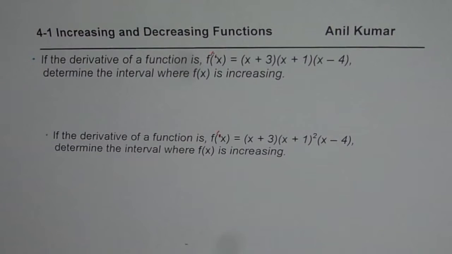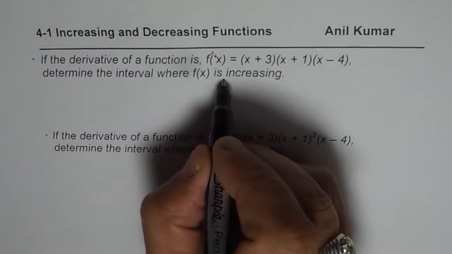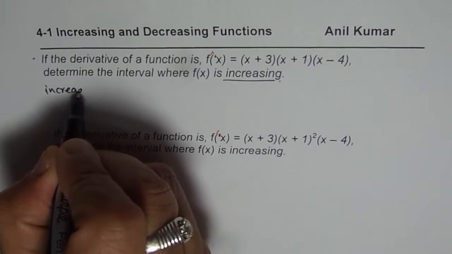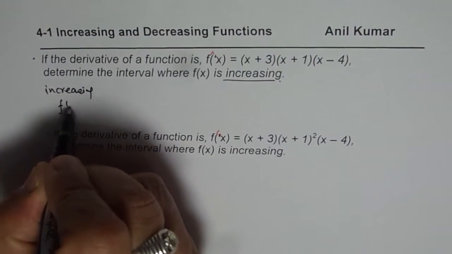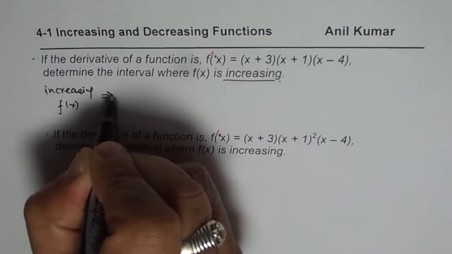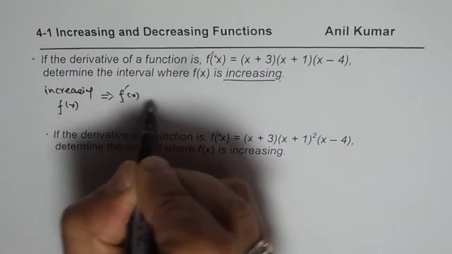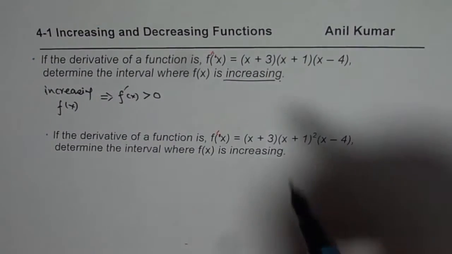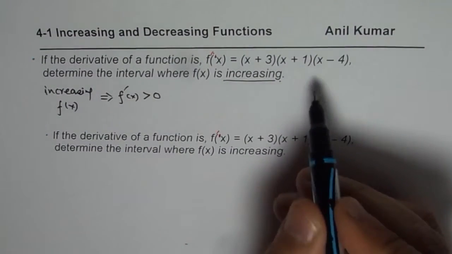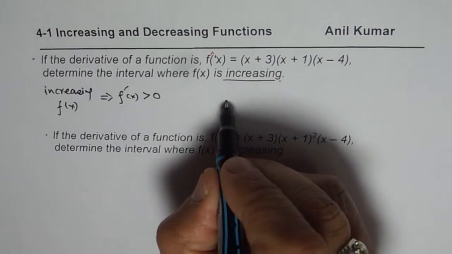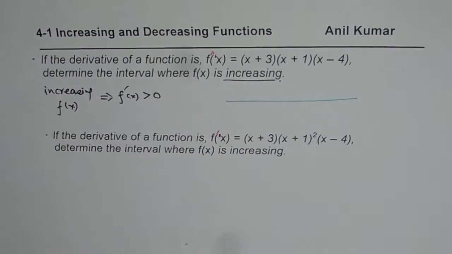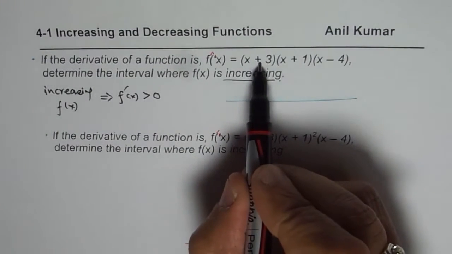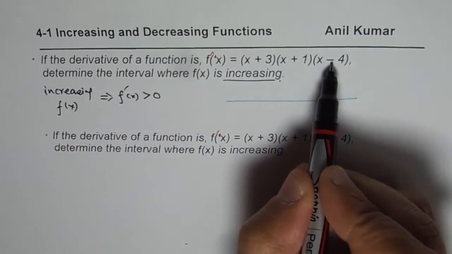So the idea here is that an increasing interval for f of x means that f dash x should be greater than 0. That is what it means, right? So from the equation we can find the intervals and the answer. An easier way is to sketch a graph. We have three zeros here: one at minus 3, the other at minus 1, and then at plus 4.